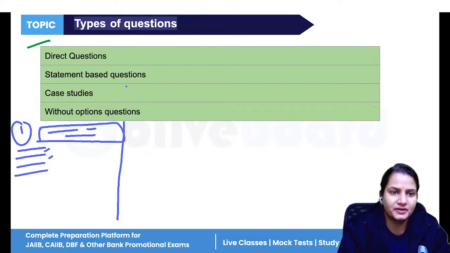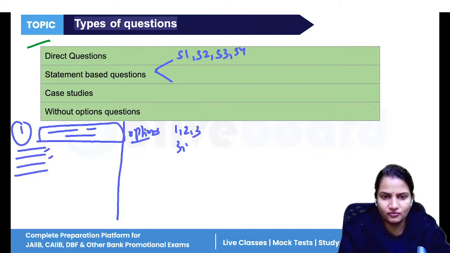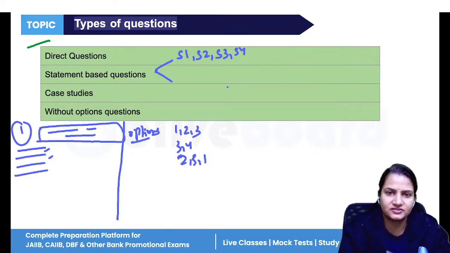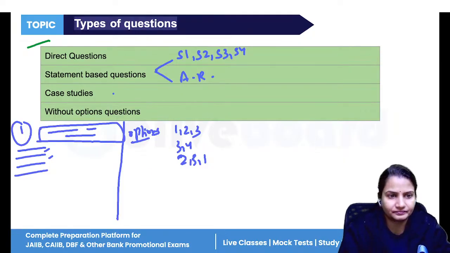Now, second is the statement based question. Statement based question is asked in two formats. One is like statement one, statement two, statement three, statement four given, and options are like one, two, three are correct; three, four are correct; then two, three, one are correct; all of the statements are correct, like this. Then next is the assertion and reasoning question, AR question. So assertion and reasoning are correct and reasoning correctly defines assertion, or A is correct, R is wrong, in this way.